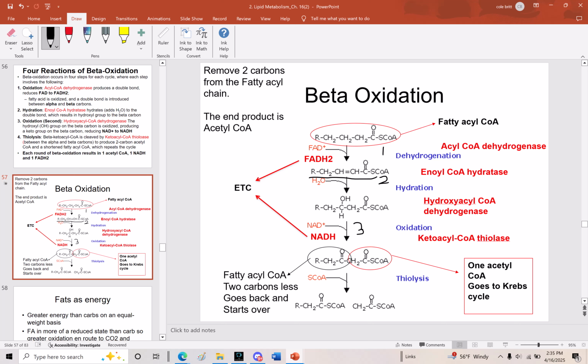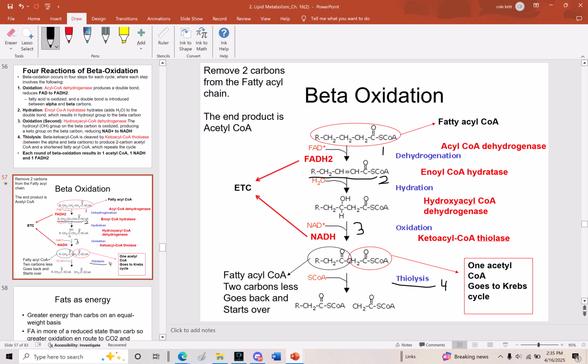The last step is thiolysis. This is where we're going to split this guy, and so we end up with an acetyl-CoA and the rest of the fatty acid chain. So this fatty acid chain, all it's going to do is go back up here and start all over again. Acetyl-CoA, on the other hand, is going to go to the Krebs cycle.